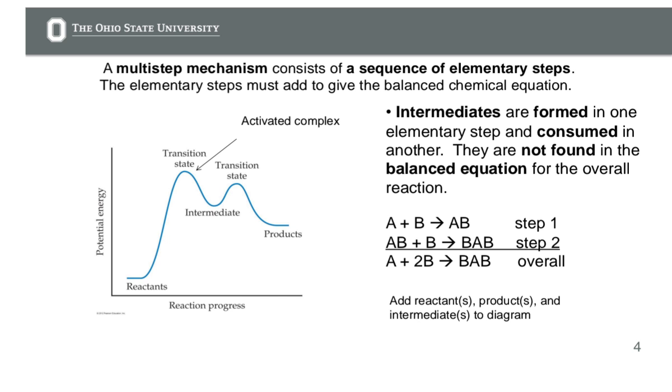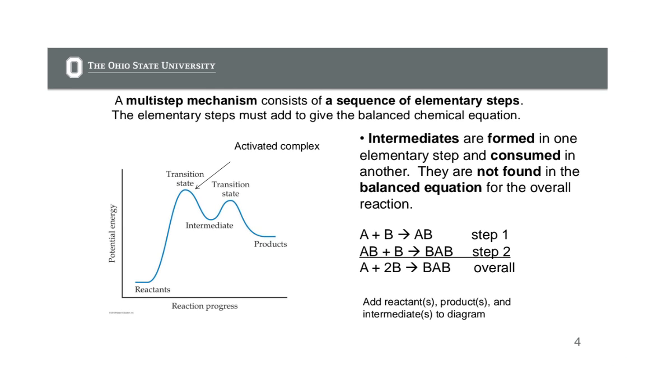So let's look at some really generic examples. We're going to use A and B to represent two molecules that are going to collide and form another molecule, AB. So step one for the reaction: A plus B reacts to form AB. Step two in the reaction: we're going to have AB plus another B form BAB.